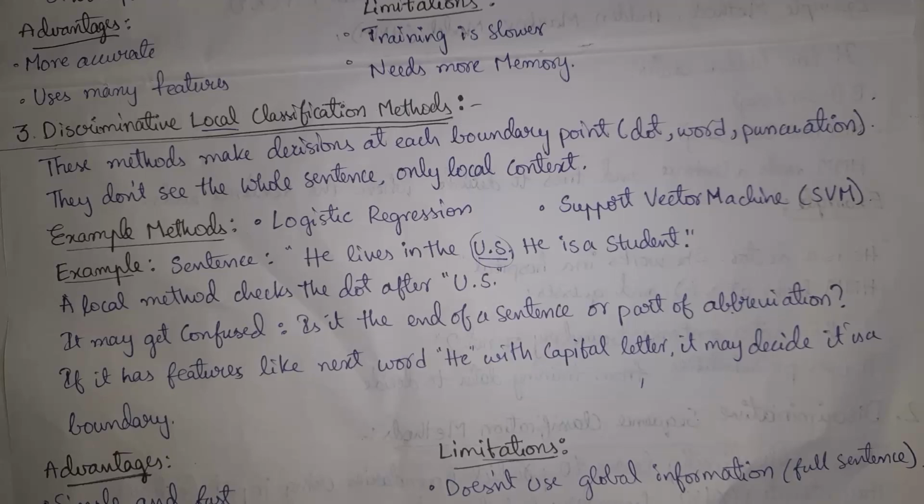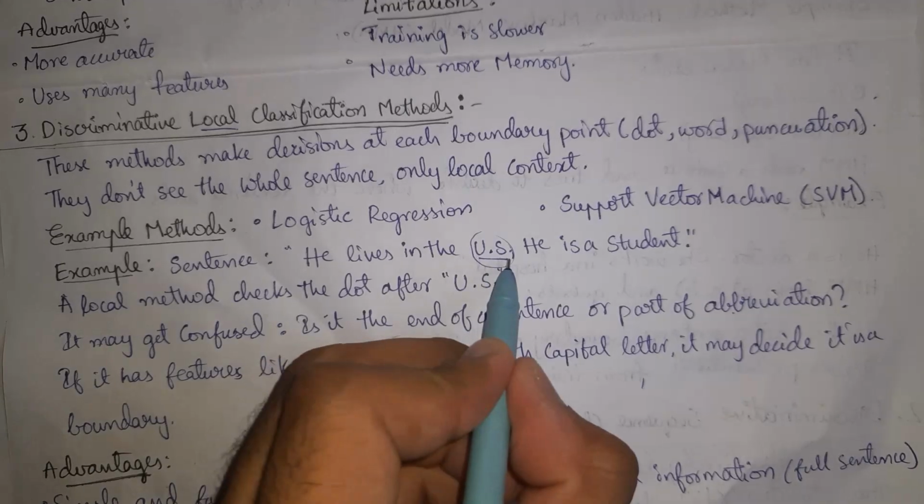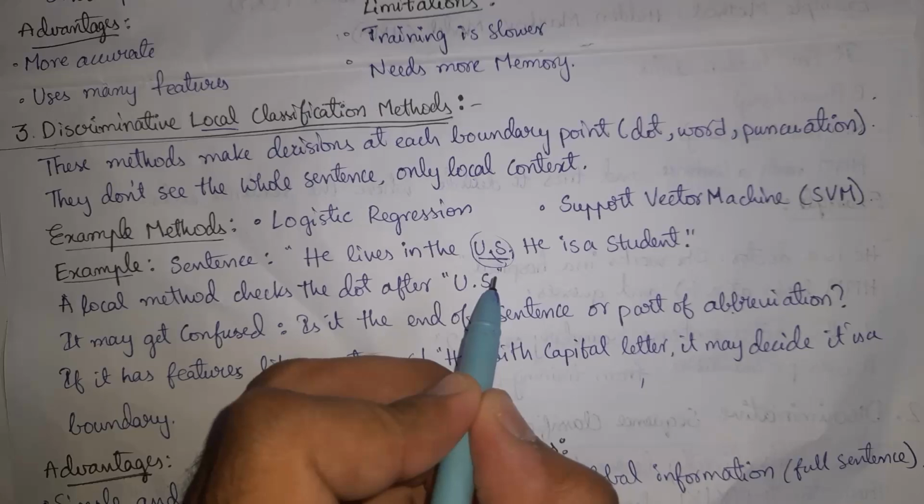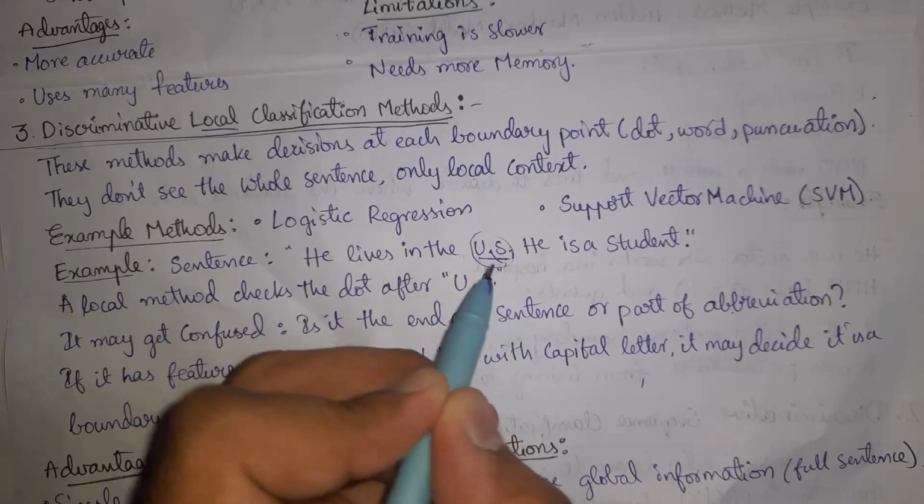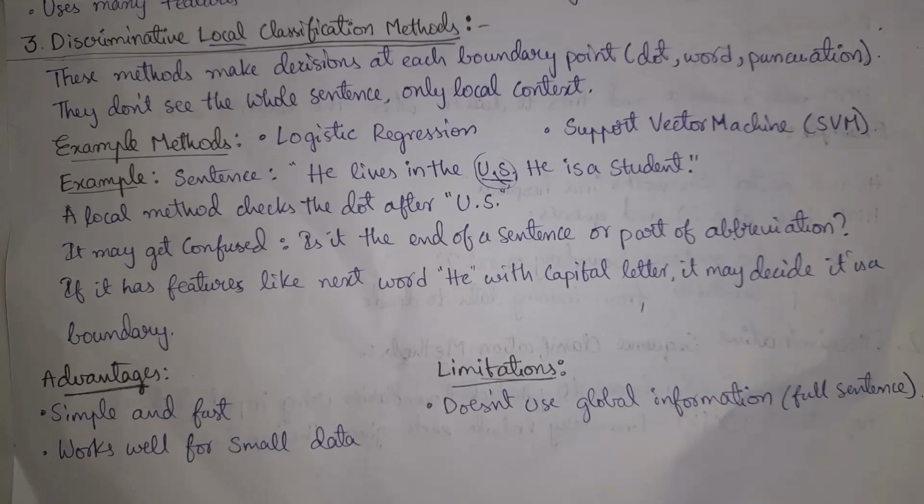But whenever this model reads an input like US, after the U there is a full stop, so this model gets confused whether it is the end of the sentence or not. This model is simple and fast, and it is suitable only for small data. It is not suitable for large data. This model doesn't have the capability to understand a complete sentence or paragraph. It just identifies features like where the full stop is, and based on that, decides whether we need to include a boundary or not.